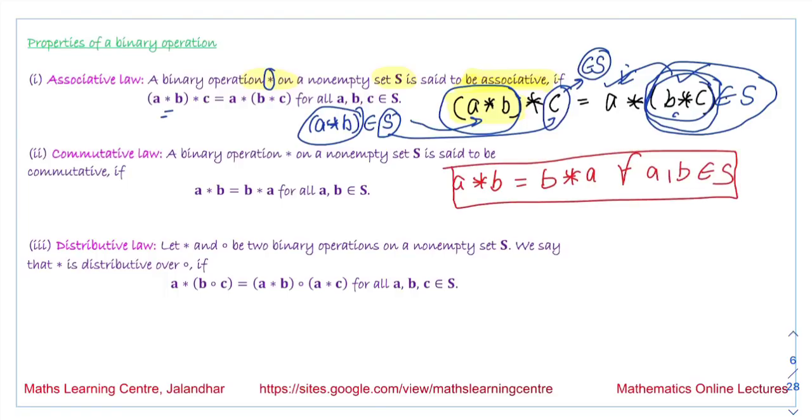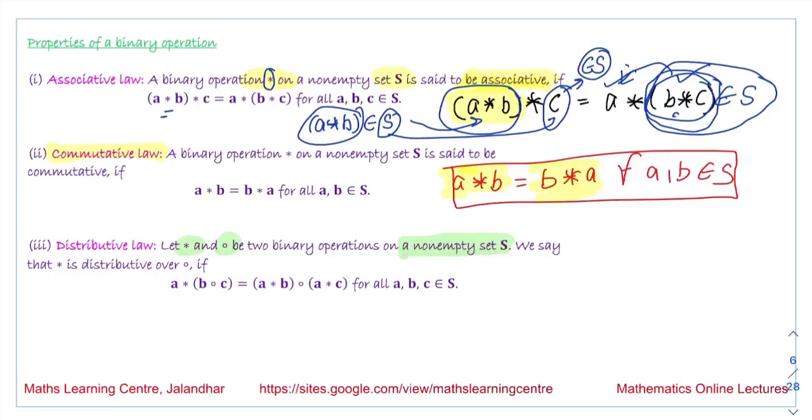So this means that whether we solve A star B or B star A, the answer will be the same. If this property holds, then we say that the binary operation is commutative. Next is the distributive law. We have three elements A, B and C, and two binary operations, star and O, defined on a non-empty set S. We are talking about two operations now.